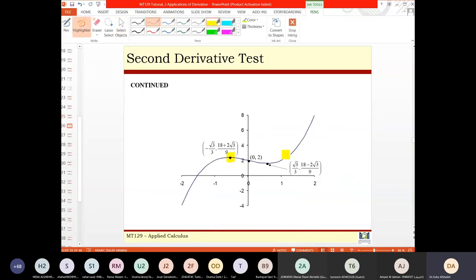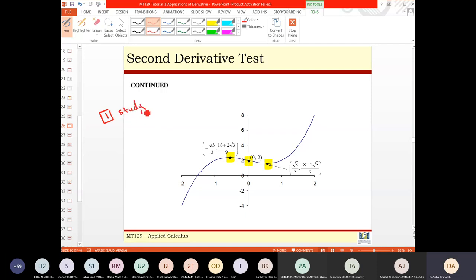Using all of those things, I have two points. One of them is a maximum, one of them is a minimum. And I have a point which is an inflection point, the point (0, 2), concave down before, concave up after. And this is how the curve looks. Is it clear?